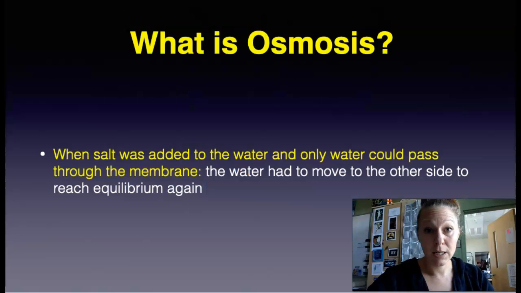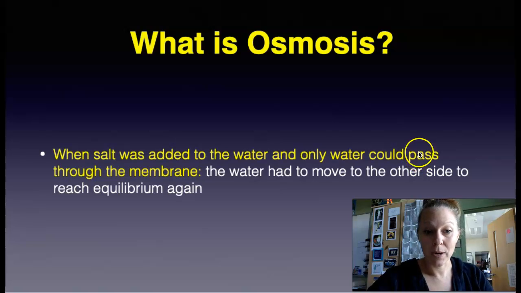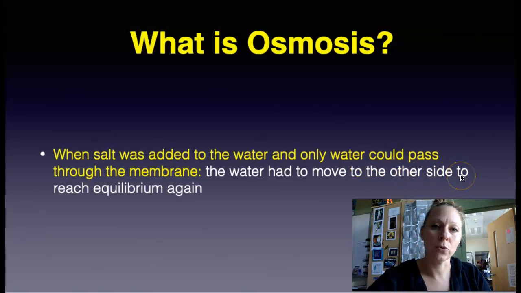So let's put this concept into words. So when salt was added to the water, and only water could pass through the membrane, the water had to move down a concentration gradient to the other side to reach equilibrium again. So what I didn't put in there, and I should have put in there, is the water had to move down a concentration gradient to the other side of the tank to reach equilibrium again.